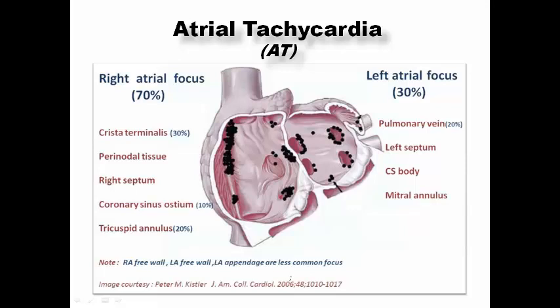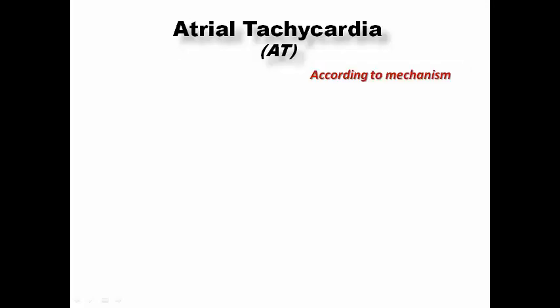Of course, the most common origin for atrial tachycardia is the crista terminalis, which is the muscular ridge between the SVC opening and the IVC opening on the inner surface of the right atrium, and this is the most common origin for automatic atrial tachycardia. We have as well the pulmonary veins, which is a very common origin for atrial tachycardia in the left atrium. But we have other sites that can give rise to automatic atrial tachycardia, like the right septum, the coronary sinus ostium, the tricuspid annulus or mitral annulus. So we have various origins for atrial tachycardia.